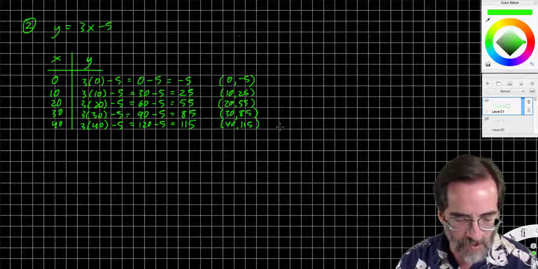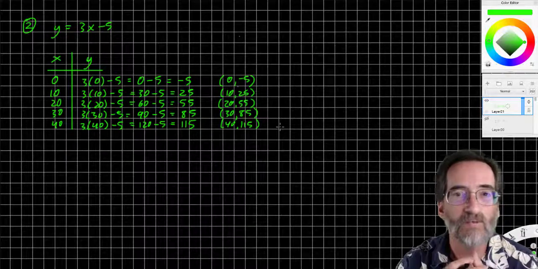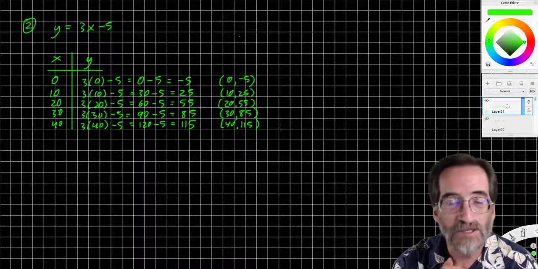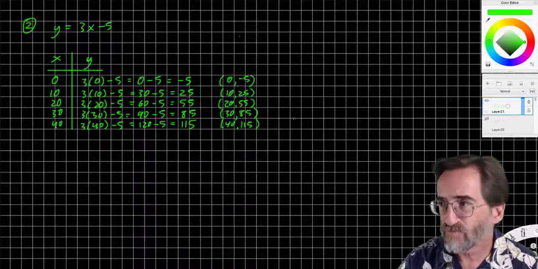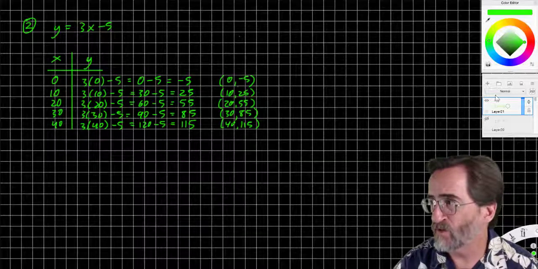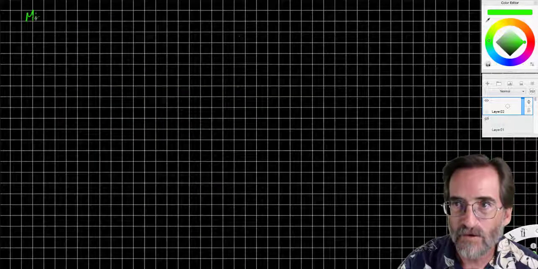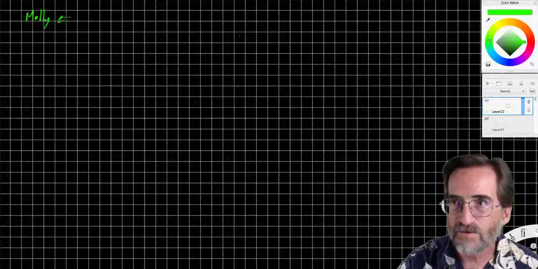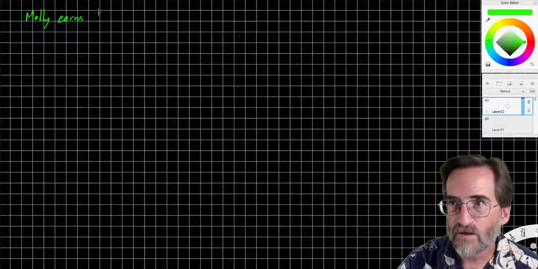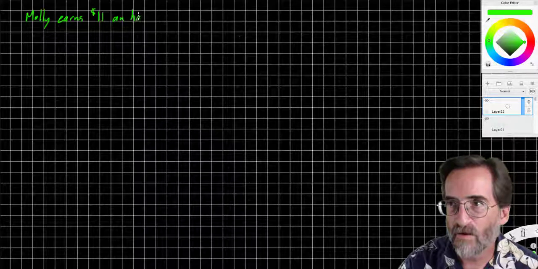The next thing we need to be able to do is to turn a word problem into a linear function. And there are some hints in the word problems that will help you out. So here's a problem. Molly earns $11 an hour at the cheese factory.